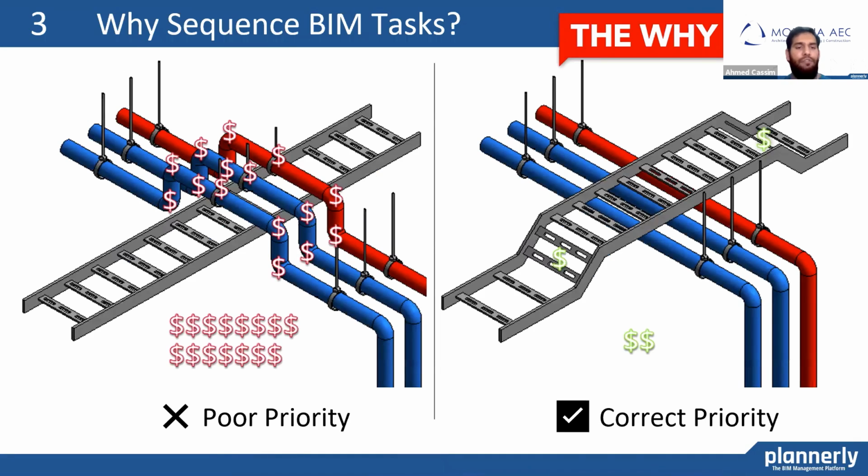Well, if we get them in the wrong order, even if we were to avoid a clash, it still could lose us money. On the left-hand side, the pipes don't run through the cable tray, but it will cost more in materials and time. There are more bends and welds and supports. But if we get the sequence right, we get the plumbing installed before the cable tray and avoid losing time and money. How do we prioritize tasks to minimize the impact on cost?